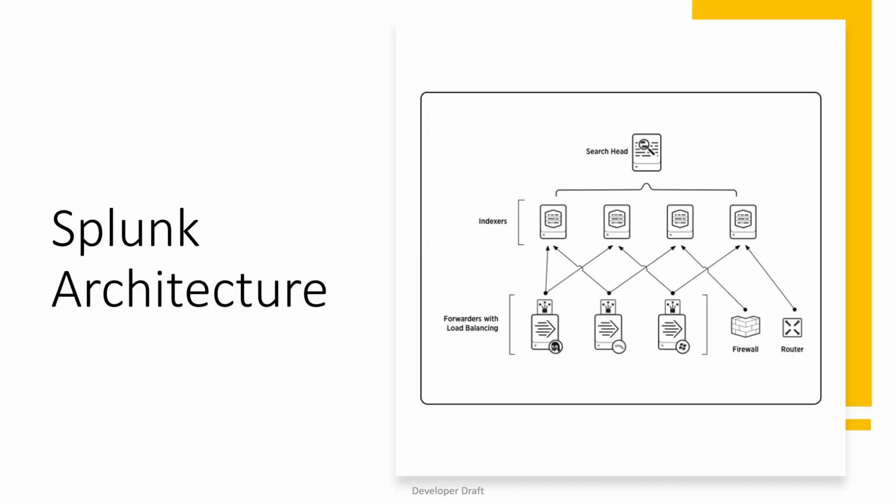Let's move forward. So this is the Splunk architecture. Basically, Splunk involves three main components. Number one is the forwarder, number two is the indexer, number three is the search head. As you are seeing in the diagram, what is the purpose of the forwarder? The forwarder is installed on the source machine that gathers data from various sources.